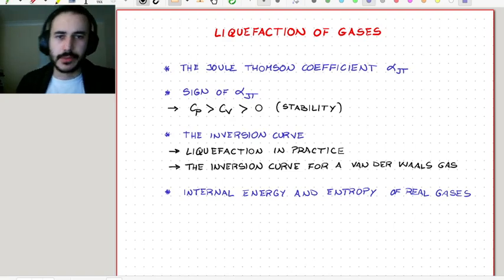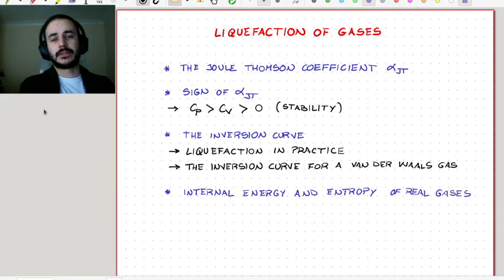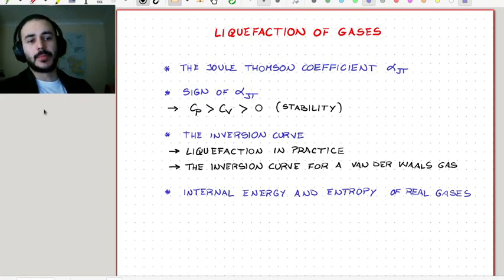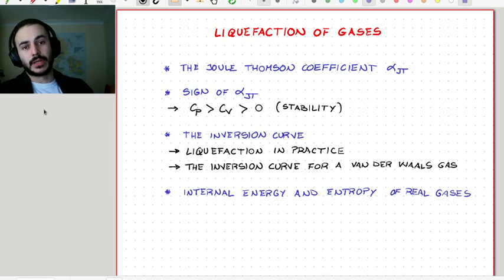Okay, hello everyone. Welcome to another lecture of the course, and this one is about liquefaction of gases. So this is going to be the first applications lecture after introducing all the formal aspects that we saw in the previous very lengthy lecture on thermodynamic potentials. So now we are going to have occasion to apply all of these tools to a practically useful thing, which is cooling down real gases and eventually liquefying gases.